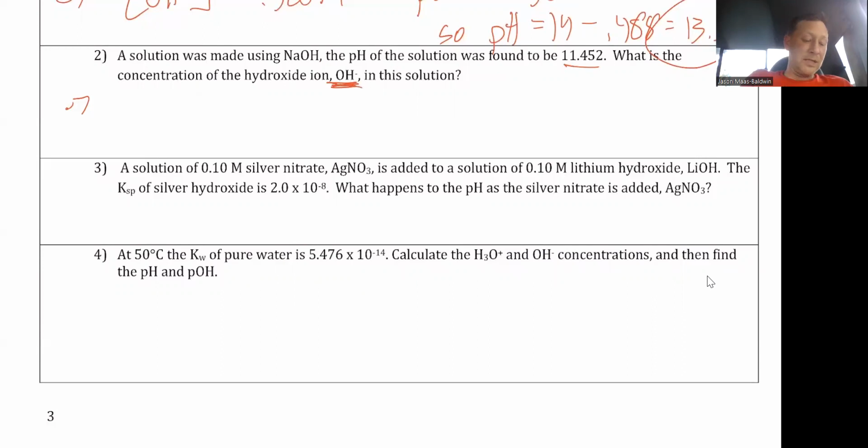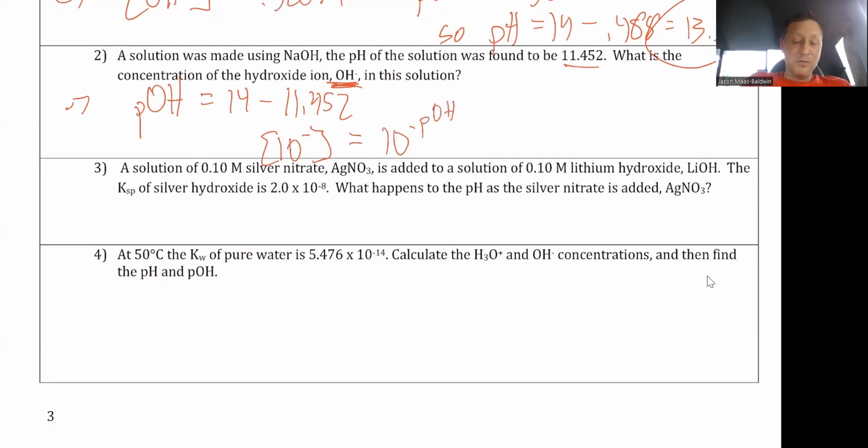So the first thing I would do is figure out what the pOH is. So pOH is just 14 minus 11.452. And then if you guys remember, the OH minus concentration is going to be 10 to the minus pOH, which is 10 to the minus 2.548. And when we figure that out, we get 2.83, right? I'm taking these 3 sig figs, times 10 to the minus 3 molar.